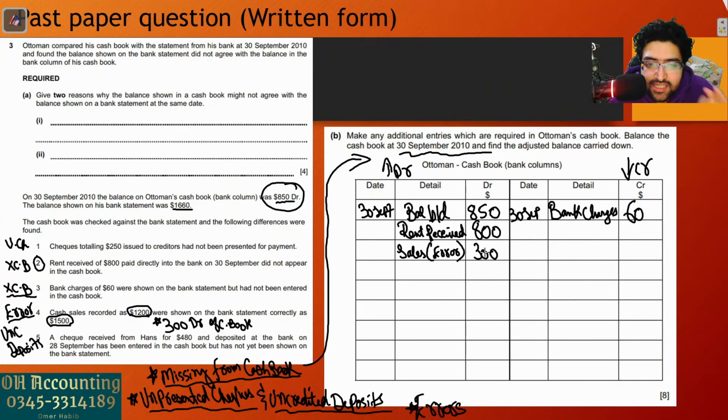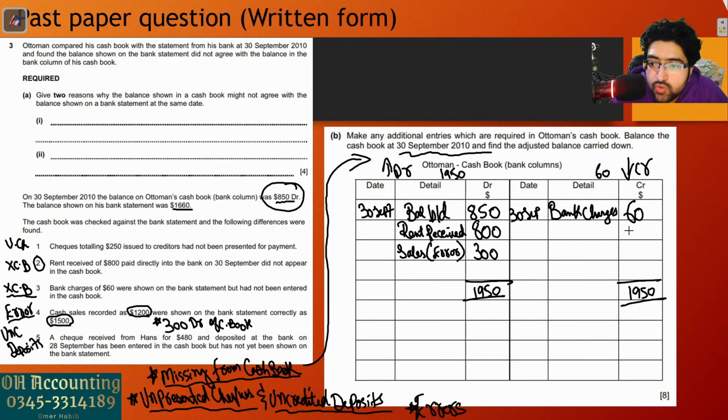We are done with putting all those things into the cash book that were not there. Okay? These were the things that were present on the bank statement but missing from the cash book. So we have updated the cash book in a way. Let's balance this now to get the new corrected balance. 850 plus 800 plus 300. This side is 1950, whereas this side is only 60. So 1950 is the total of the heavier side.